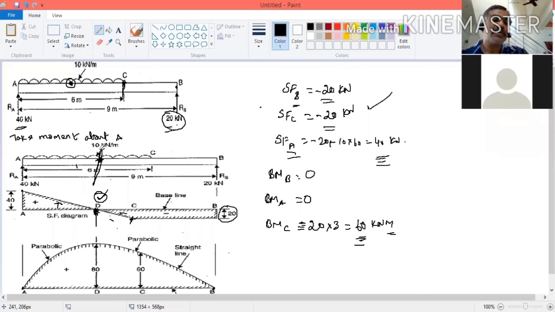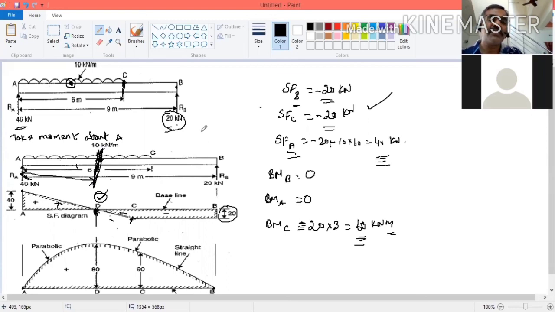Now I am going to write the shear force equation for this point. You can consider either the right side or the left side; both are the same. I am taking this distance as x, and I am taking the left side.